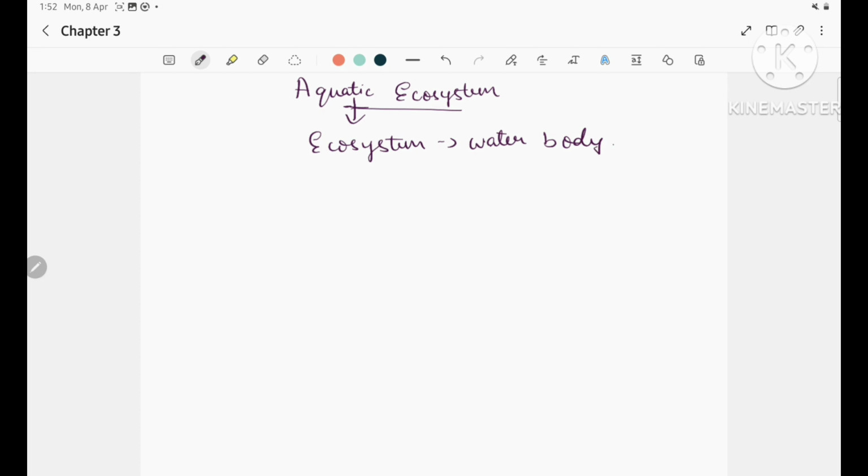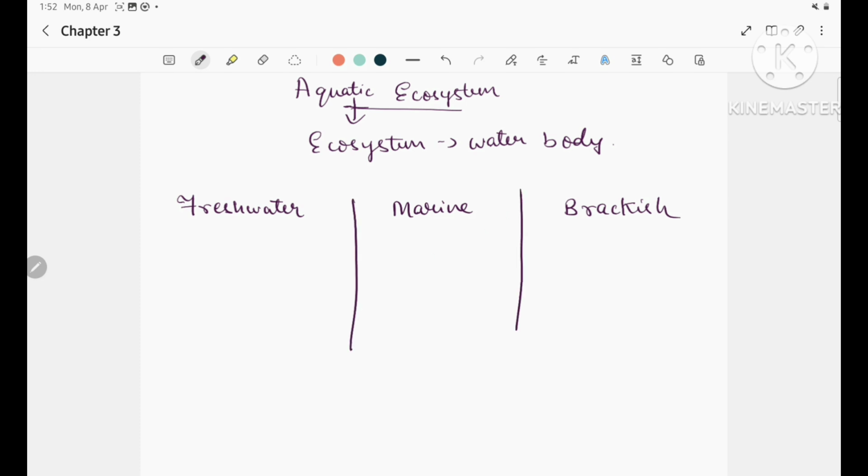This aquatic ecosystem is classified into three types based on the salt content. The first one is freshwater ecosystem. The second one is marine ecosystem. And the third one is brackish ecosystem. All these three are classified based on the salt content. Salt content is expressed in ppt. So what is ppt? Parts per thousand. What is a freshwater ecosystem? Yes, the salt content is less than 5 ppt.